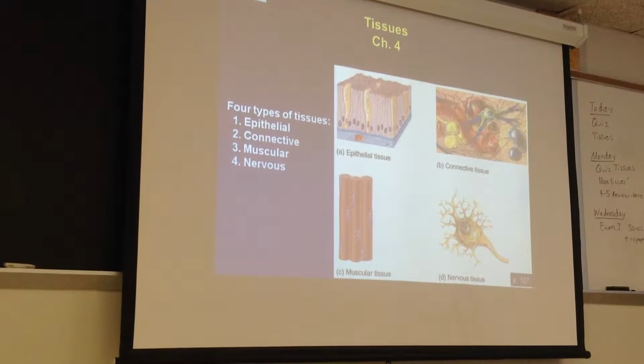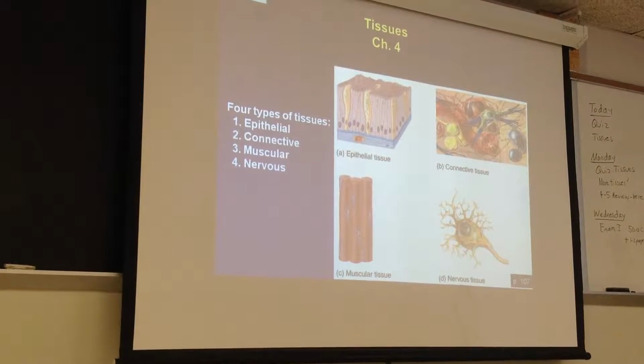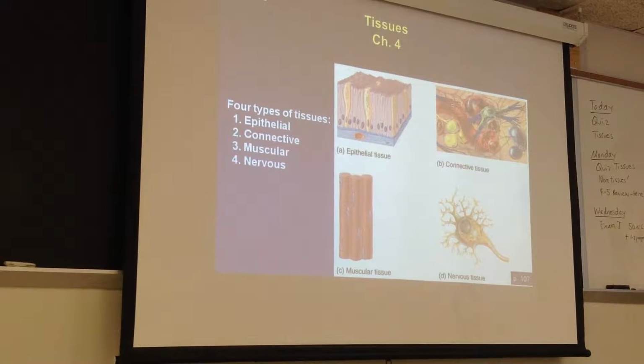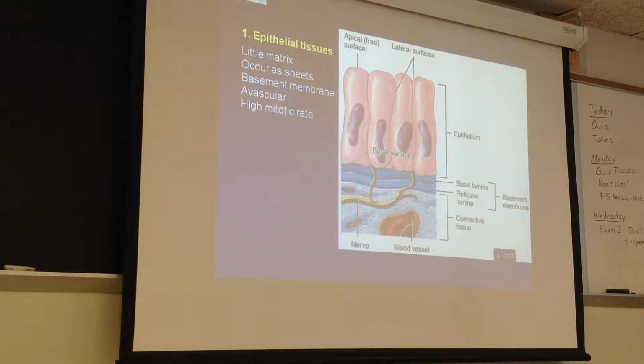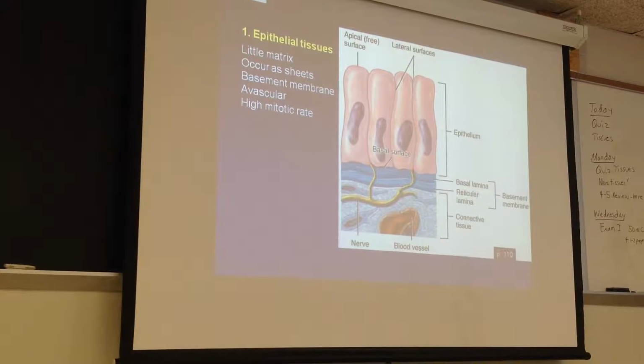We had already mentioned that there were 4 general categories of tissues. We're going to get through epithelial today and hopefully start a little bit of connective. And then we'll finish the rest of them on Monday. Epithelial will take a little while to get through. We left off with some general characteristics about epithelial tissues.